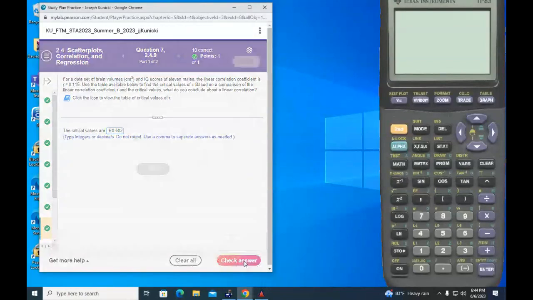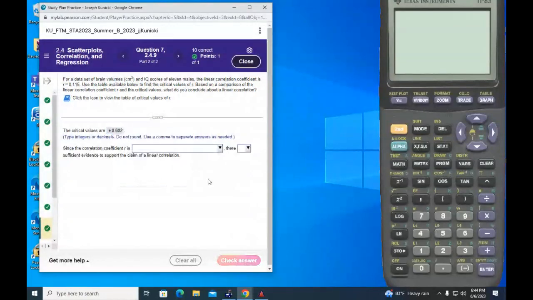So I go plus or minus 0.602. How do you know that it was the number 11? Because it said there's 11 names. Oh, okay. So now, on here, this is plus 0.602, and this is minus 0.602, and 0.115 is between them. It's in the middle. So it's between the critical values, not in the tails.